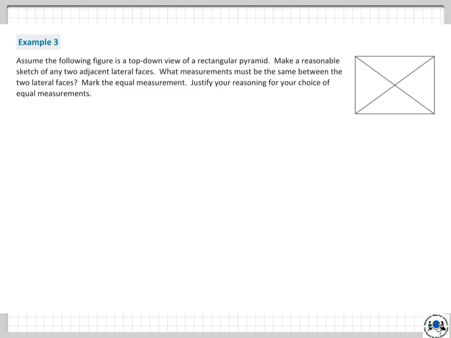Okay, so here, assume the following figure right there is a top-down view of a rectangular pyramid, okay? So this is just like the top-down view we made right before this. Make a reasonable sketch of any two adjacent lateral faces, okay? So here's a lateral face, and this lateral face is adjacent to it, okay? So you're going to go ahead and make any reasonable sketch of what those two would look like, side by side there.